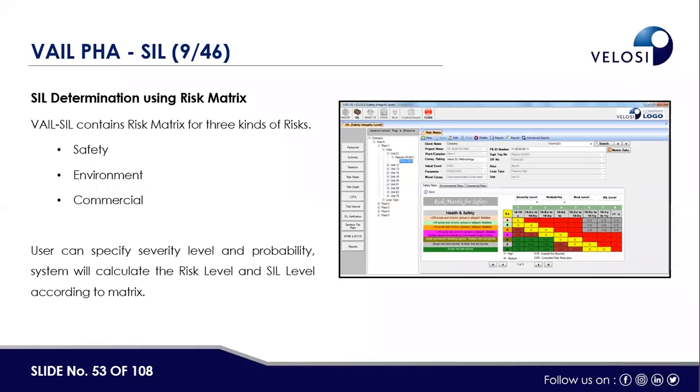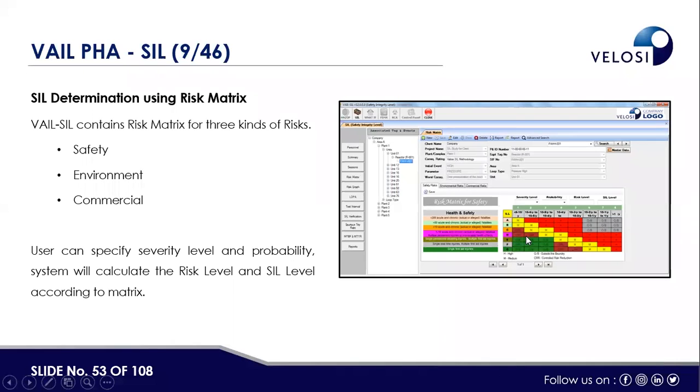So SIL determination using the risk matrix. VAIL-SIL contains risk matrices for 3 kinds of risk. It can be with respect to safety, with respect to environment, and with respect to commercial and reputation as well. So this is dynamic. We can add and we can select the risk matrix. We can edit the risk matrix as well as per the company risk matrix. So the user can specify the severity level and probability. The system will calculate the risk level and SIL level according to the matrix.